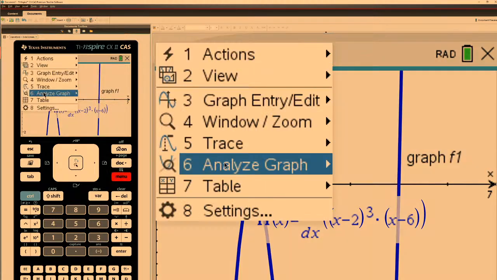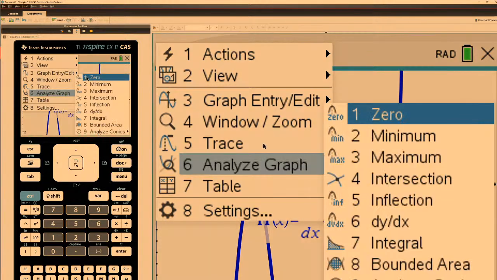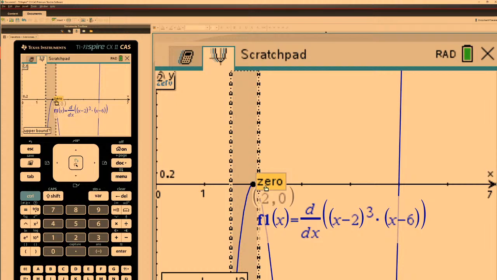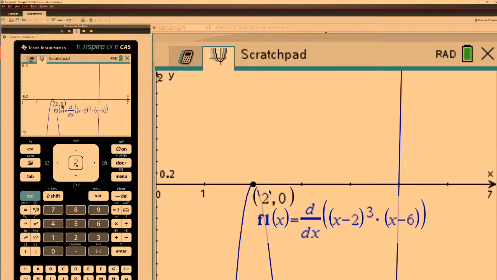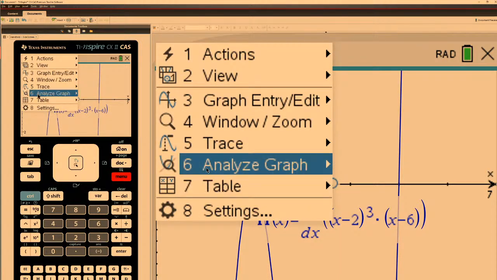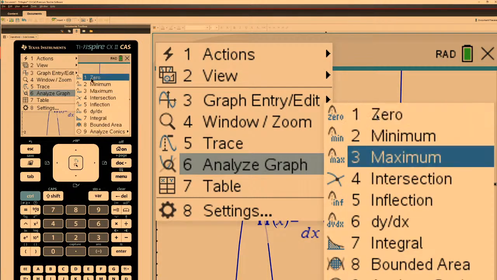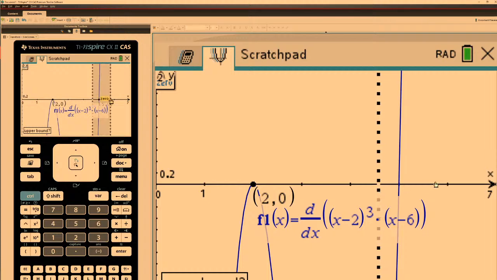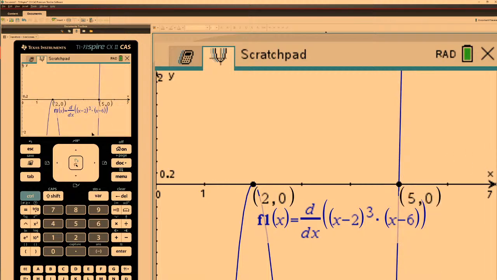Now, I can always do the analyze graph zero just to make extra sure. But when I see polynomials, it's kind of nice to just count by ones. So I have a 0 at 2. And then I already know it's 5, but just to make extra sure, we have a 0 at 5. So question 1 said the particle is moving to the right for t greater than 5. Well, yeah, the velocity is positive after 5, so that is absolutely true.